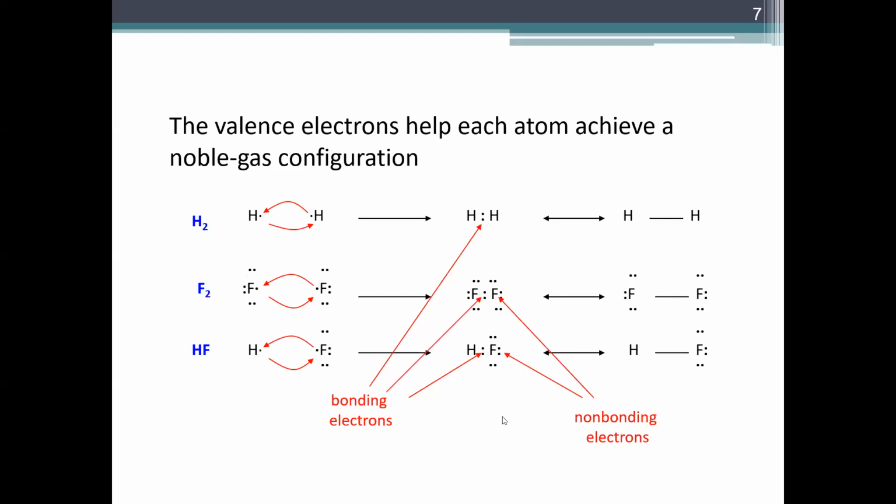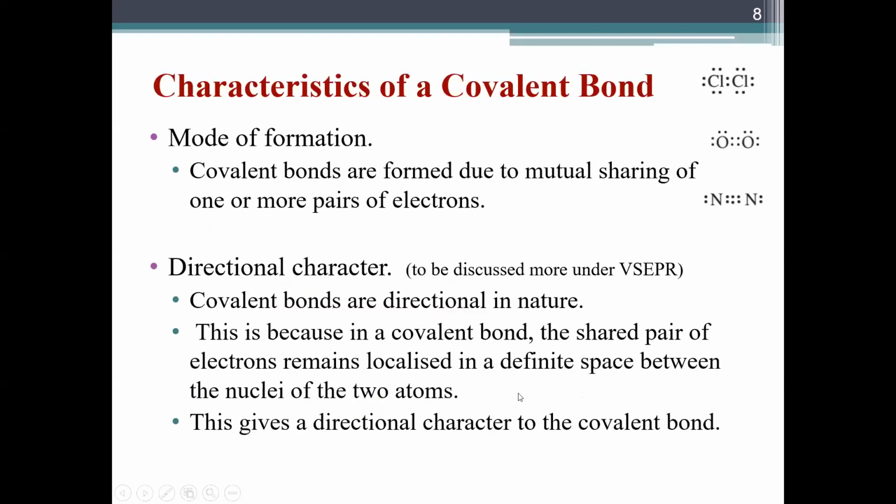Now let's look at hydrogen fluoride. How many bonding pairs do we have in hydrogen fluoride? 1. What about the non-bonding pairs? 3 pairs of non-bonding pairs. Thank you very much. I can see you are now understanding and getting the gist. So now let's continue.